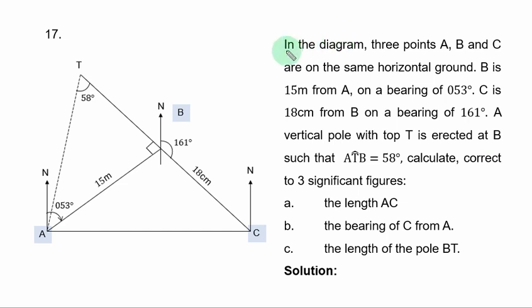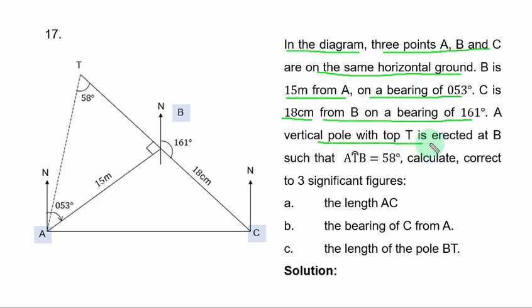Example 17. In the diagram, 3 points A, B, and C are on the same horizontal ground. B is 15 meters from A on a bearing of 053 degrees. C is 18 centimeters from B on a bearing of 161 degrees. A vertical pole with top T is erected at B such that angle ATB is equal to 58 degrees. Calculate correct to 3SF: A part of the question, the length AC. B part, the bearing of C from A. C part, the length of the pole BT.